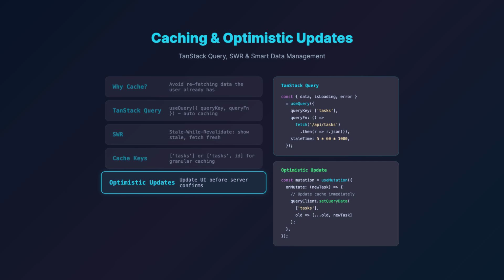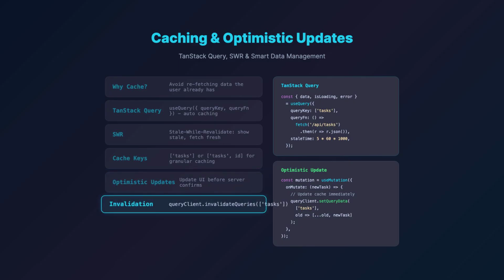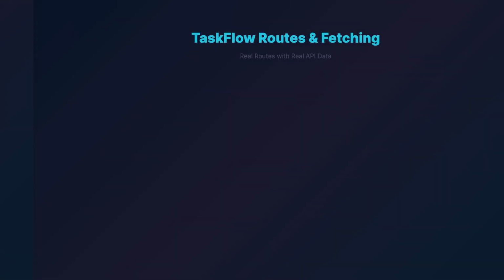Optimistic updates take this further. When a user adds a task, update the UI immediately. Don't wait for the server to respond. Assume it will succeed. If the server returns an error, roll back the change. This makes the app feel instant. No loading spinners for mutations. Invalidation tells the cache to refetch. After a mutation, invalidate the relevant query key. The cache fetches fresh data and updates all components using that key.